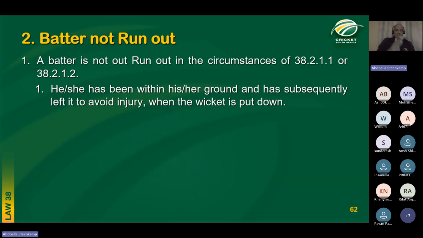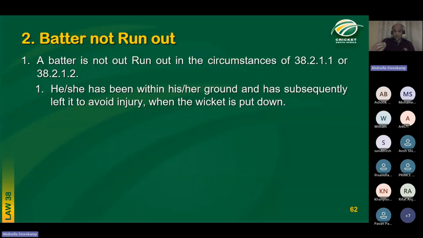because yes, initially the non-striker made good the ground. You see, he only left it to avoid injury. The ball was coming in, a bullet throw came in from fine leg. So he made good the ground, only left it to avoid injury, and then you put the wicket down. So because he made it, then left it to avoid injury, that non-striker, or that batter, gets immunity from being run out.